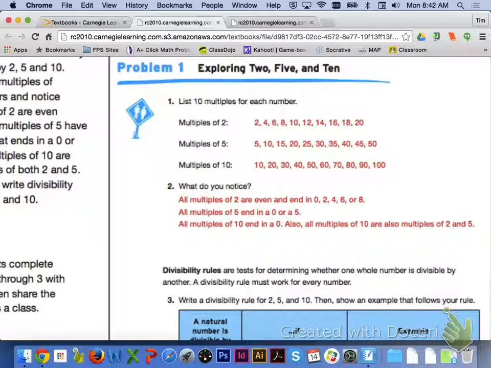For number 2, some patterns that you hopefully noticed. Let's first start with the multiples of 2. All of the multiples of 2 are even and end in the number 0, 2, 4, 6, or 8. For the multiples of 5, all of them end in a 0 or a 5, and for 10, all multiples of 10 are going to end in a 0. You should also notice then that all multiples of 10 are also multiples of 2 and 5.